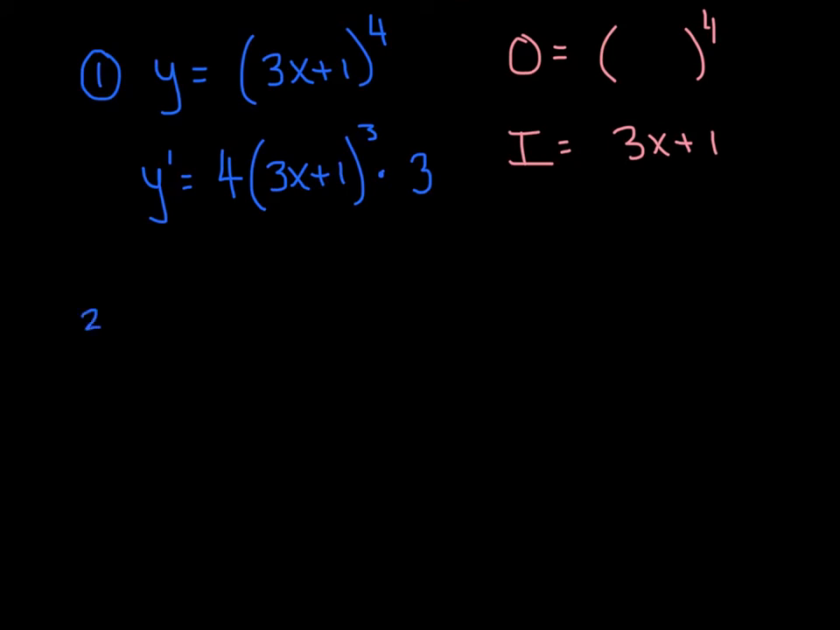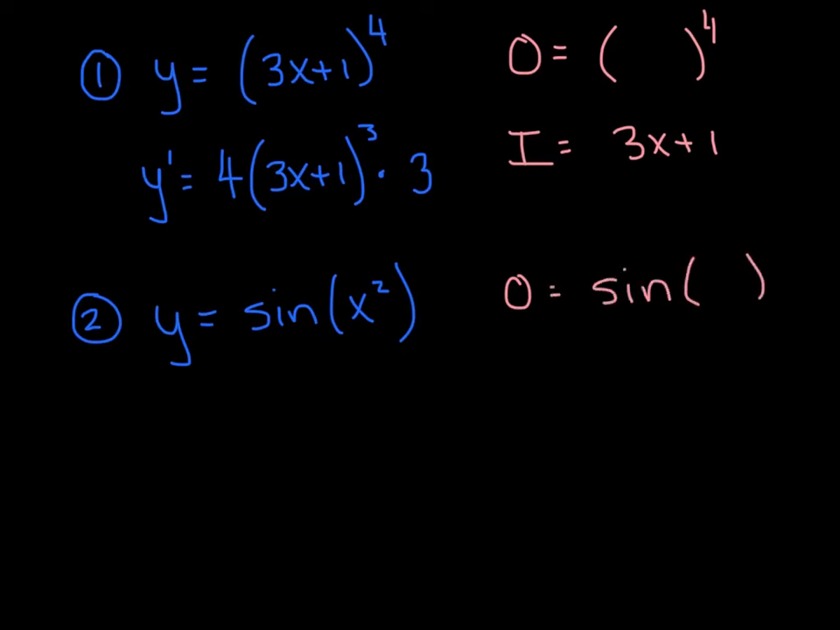Alright, example number 2, let's take a look at y equals the sine of x squared. My outer function is the sine of something, and my inner function is going to be the x squared. So the derivative: derive the outer function, and meanwhile we're not going to touch the inside. Now it's time to multiply by the derivative of the inside, which is my 2x, and boom, ladies and gentlemen, we're done with that one.